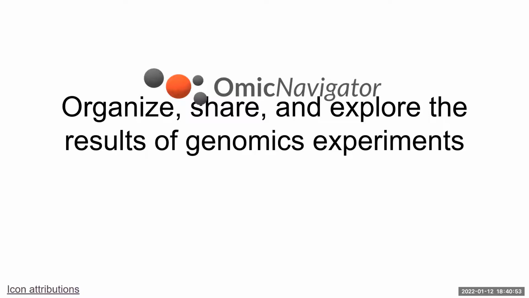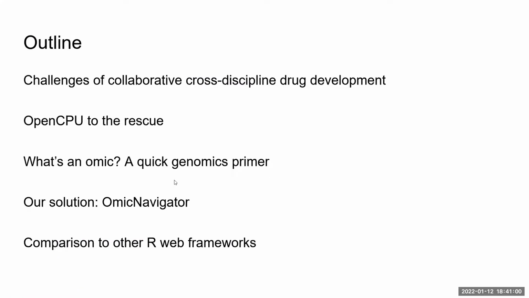The next part is about organizing, sharing, and exploring the results of genomics experiments. So a quick outline of this section. Let's talk about some of the challenges we were facing doing collaborative cross-discipline drug development. I'll talk a lot about the OpenCPU framework, which is the big framework we used for this project. I'll go a little bit over the background on the data, since not everyone's going to be a biologist. And I'll go into our specific solution of OmicNavigator, and also have a quick comparison to other R web frameworks if you're curious about what would work well for you and your team.